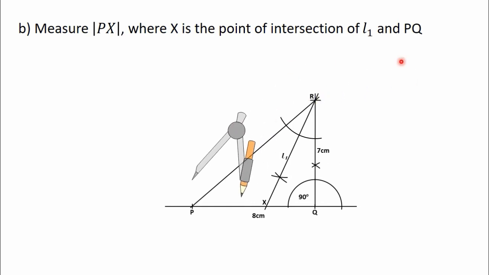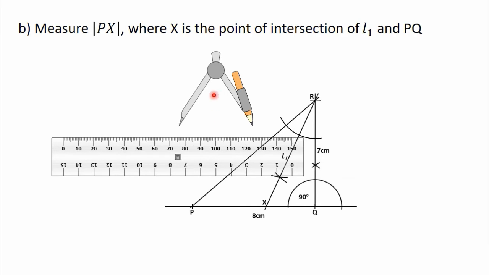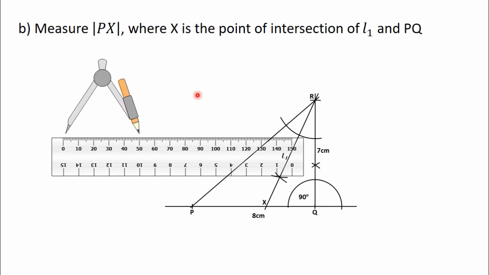To measure PX, I'll take the compass and put the needle on point P. Then, after that, I will stretch the other part, that is the part holding the pencil, to point X. By doing this, I've used the compass to measure PX, but I want the exact distance. To get the distance, I'll take the ruler and read the measurement on it. So I'll put the needle of the compass on point 0, then I'll read the part holding the pencil. From what I have here, the part of the compass holding the pencil meets the ruler at 48.